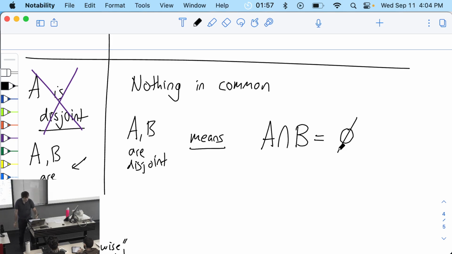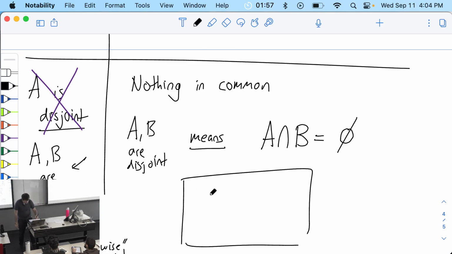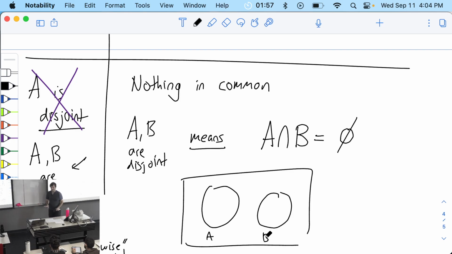And I'll draw the picture. I think the picture helps. So the picture for disjoint sets is like this. A is something, B is something, and they better not overlap. No overlaps between A and B. If A and B overlap, they are not disjoint.